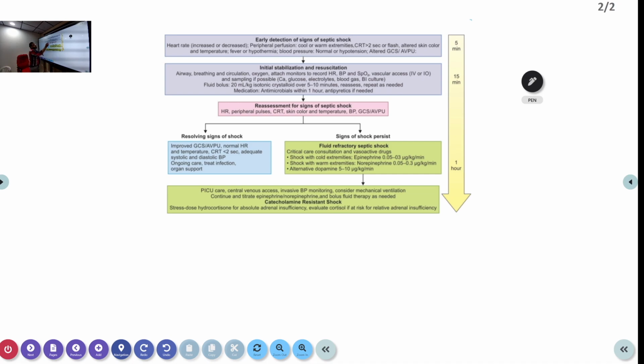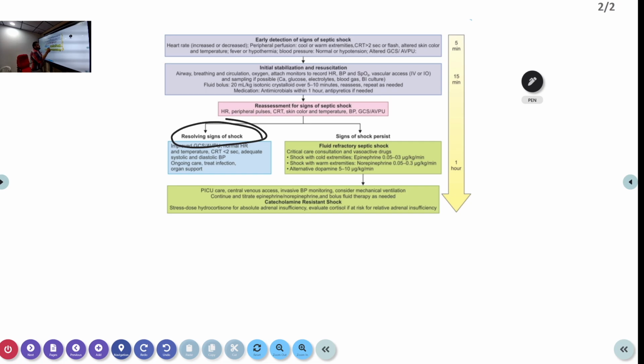Then antimicrobial within 1 hour. As I told, they say 1 hour because there is shock. If there is no shock, within 3 hours is also okay. Then you have to frequently reassess the patient, see how the patient is. You can have two types of patients. One is resolving. The patient is doing well, hypotension has improved, capillary refilling time and the sensorium of the child have improved, everything. So that is resolving signs of shock.